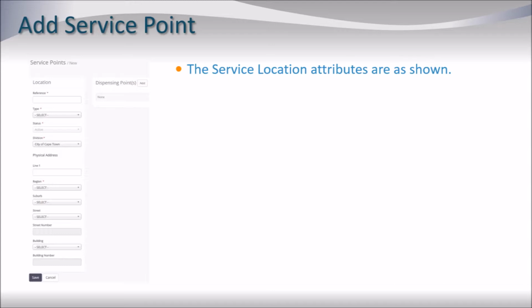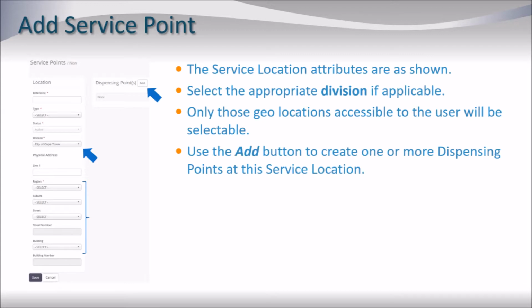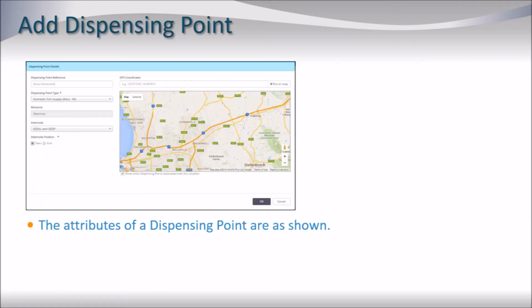Adding a service point. The service location attributes are as shown. Select the appropriate division if that's applicable. Only those geolocations accessible to the user will be selectable. Use the Add button to create one or more dispensing points at this service location. Then use the Save button to store the changes.